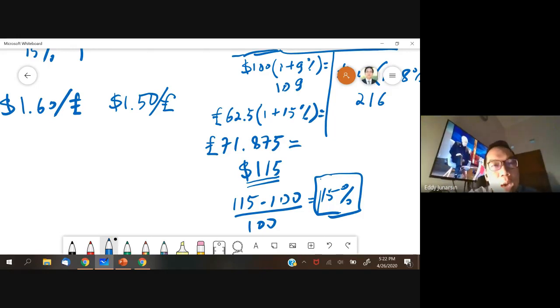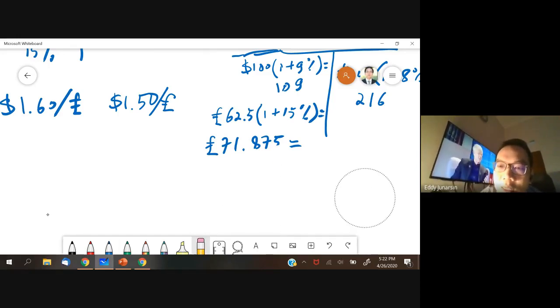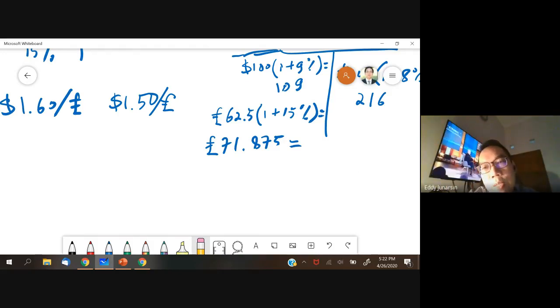So think about it. Are you happy with this? So you have a 62.5 million investment in the UK, right? 62.5 million investment, and you will earn 15%. So your money 1 year later would be 71 million and 875,000 pounds, right?